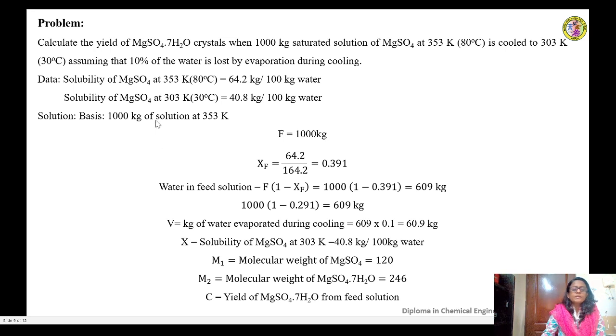Then X is given, that is the solubility at the final temperature of the operation. It is 40.8 kg per 100 kg water. Now let us calculate the molecular weights of anhydrous magnesium sulfate and the hydrated magnesium sulfate crystals. Write down the formula, and using the atomic weights, you know how to calculate the molecular weight of a compound. So the molecular weight is calculated as 120. Similarly, the molecular weight of MgSO4.7H2O is equal to 246.